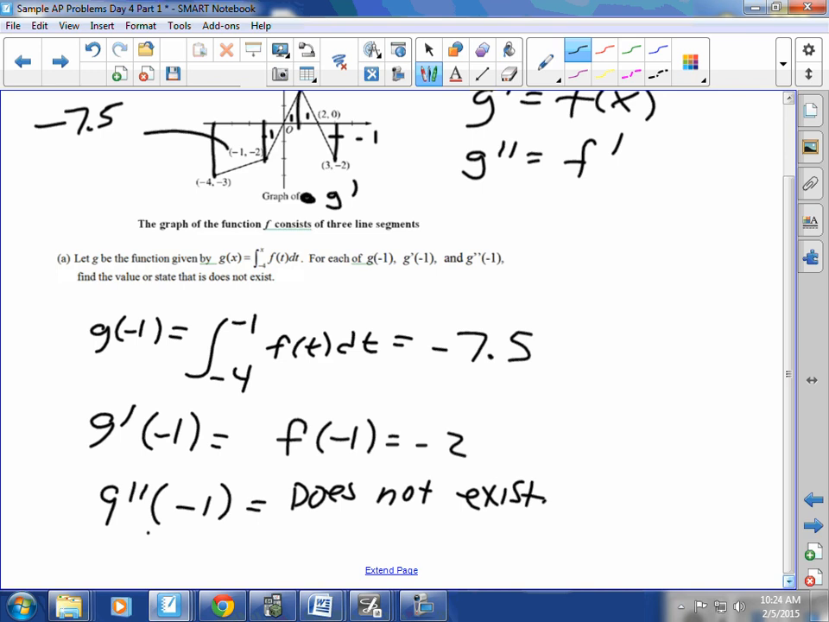What does part B in this question ask for? Find the inflection points for function g, and you have a second derivative sign test, don't you? So that's a slam dunk. How many inflection points does it have? 1. Where is it at? Is that 1? How do you know that's your inflection point? g double prime changes from positive to negative.